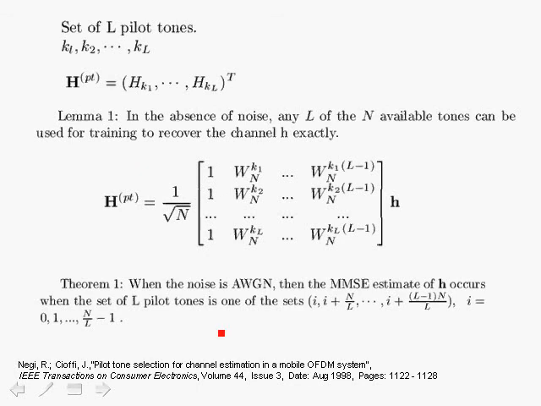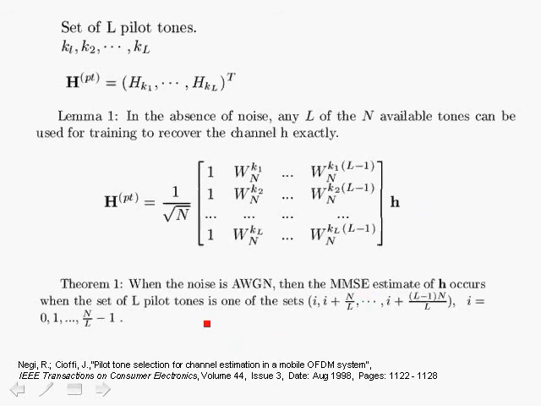Now there's a very interesting theorem, also due to Negi and Cioffi, and this is very important. I'll just read it off: when the noise is additive white Gaussian noise, then the minimum mean square error estimate of H, the channel impulse response, occurs when the set of L pilot tones is one of the sets I plus n over L, etc. So basically what it's saying is that the optimum choice for the placement of the pilots is that they're equal distance apart, as shown over here. Then that'll get you the best algorithm for estimating the channel impulse response.